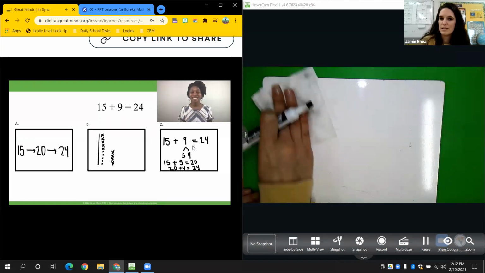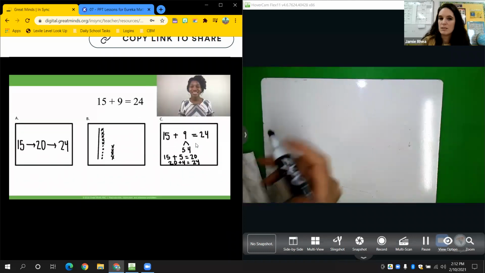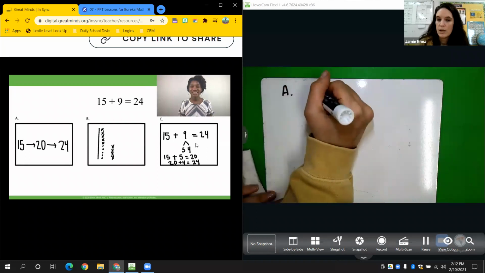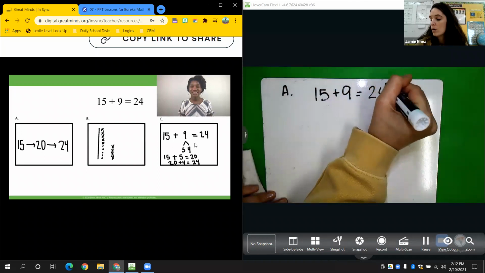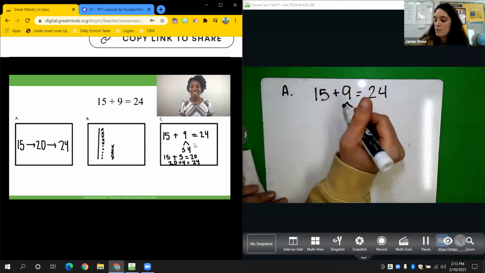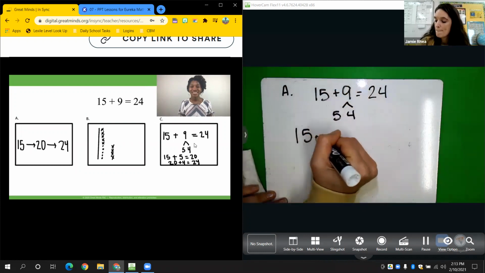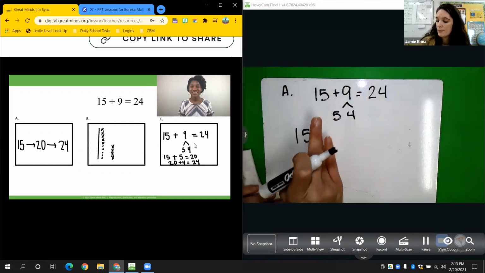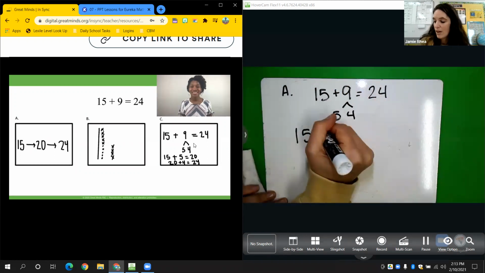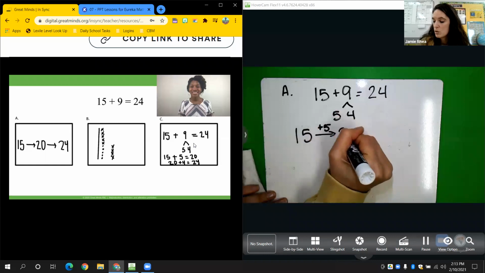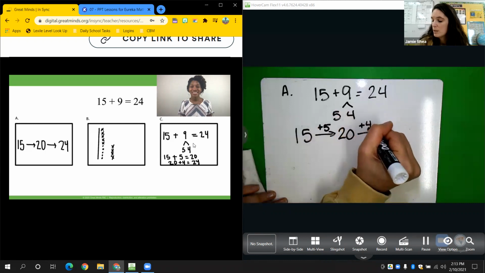Okay, so we're going to pause and let's write out A. We have 15 plus 9 equals 24. We know that we're going to break up our 9 into 5 and 4. So then we have 15 plus 5. How many more do I need to get to the next 10? 5 more makes 20. And from the 20, I'm going to use my 4 more to get 24.